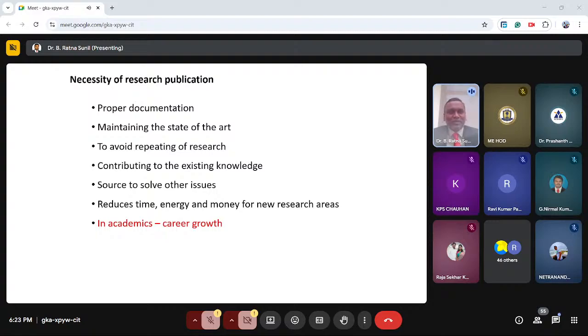So when it comes to academic career, this is important. Whether globally the societies are improving or the countries are competing, nobody cares. But when it comes to academicians, for me, I should have my career growth. Therefore, I should publish.